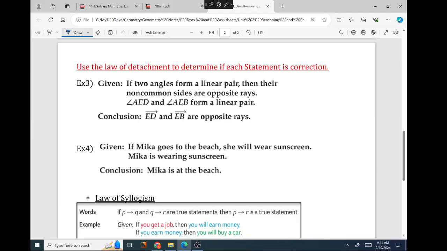All right, if two angles form a linear pair, their non-common sides are opposite rays. So what are we saying? If they're a linear pair, then they're opposite rays. That's what we know now, right? What's the trigger?